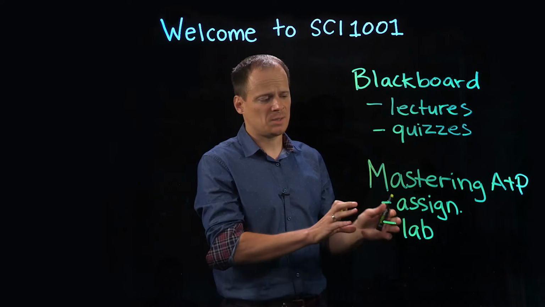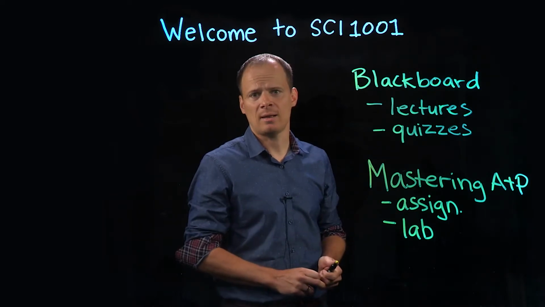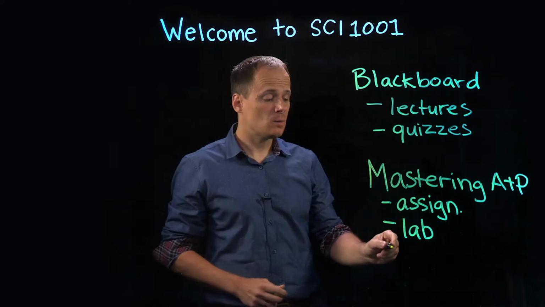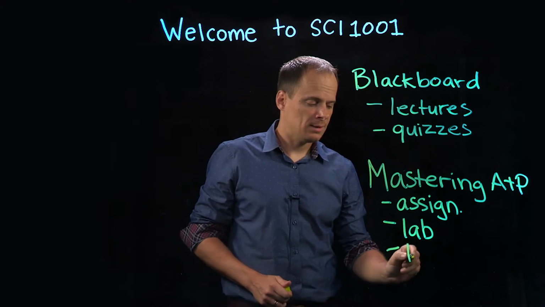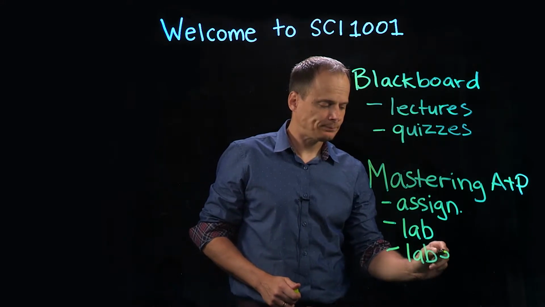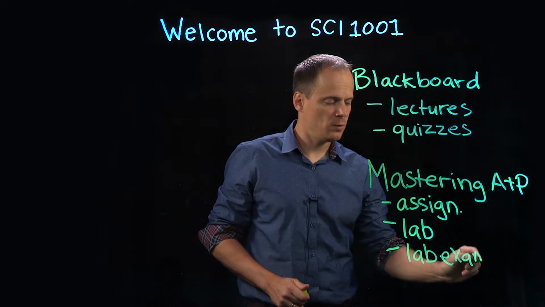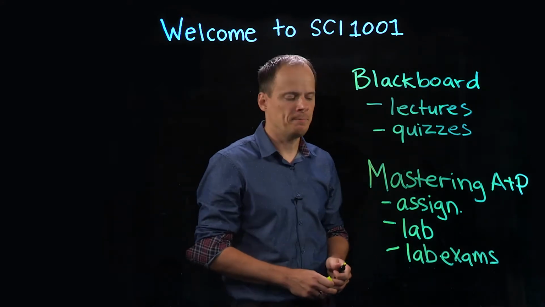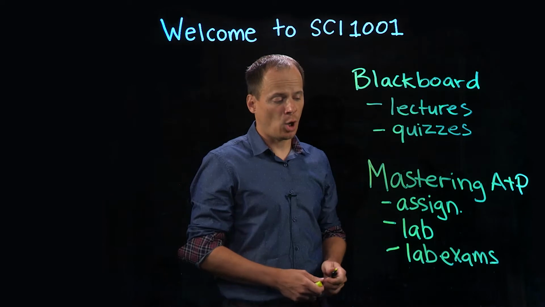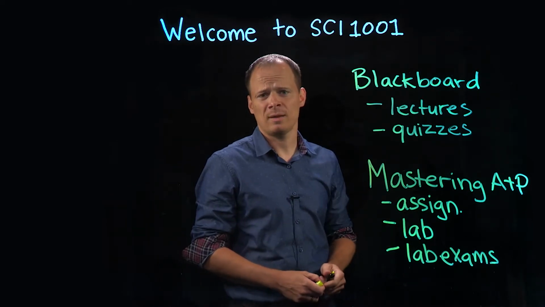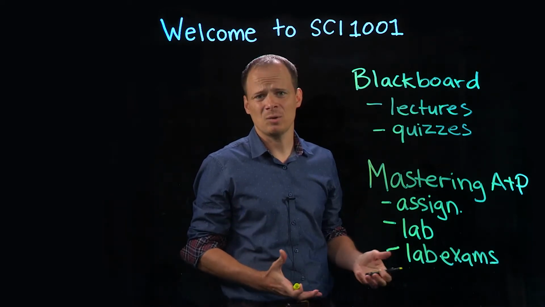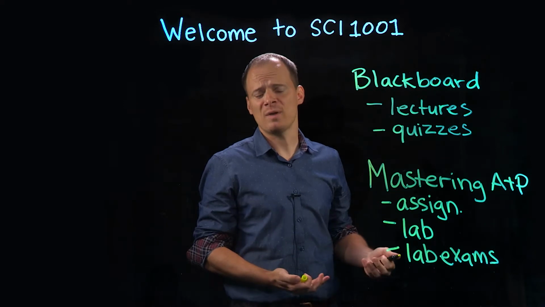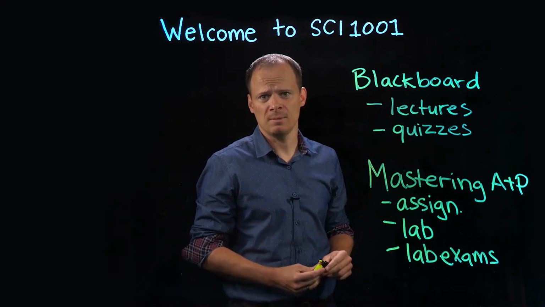There are no grades specifically related to going to that lab material. Now, the reason why you need to go to that lab material is there are lab exams. These are also run through the same Mastering A&P site, so you'll find them there around exam time. And those lab exams are on the images from the lab material. So it's the same material again. You just now need to prove that you can actually label what you see.